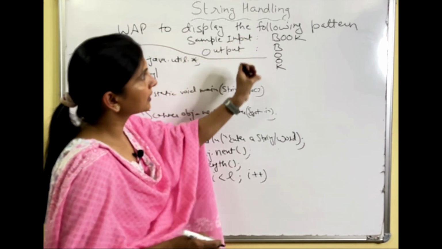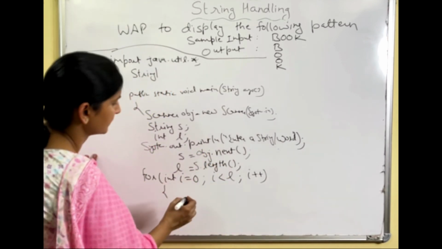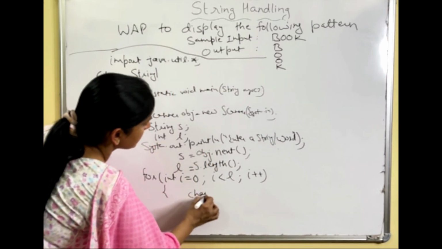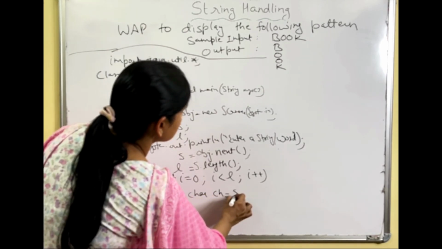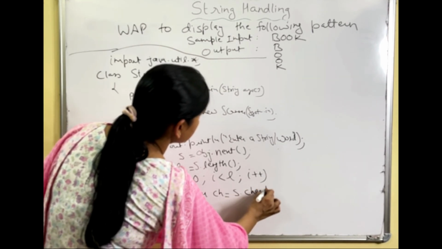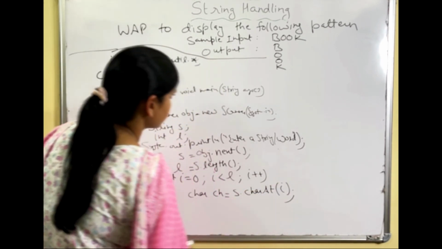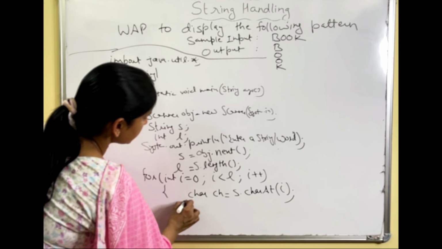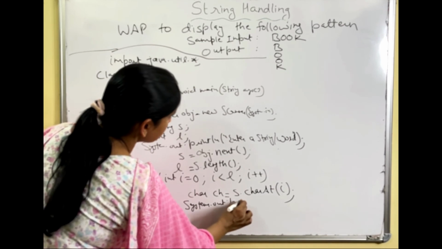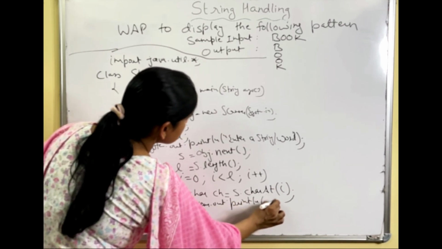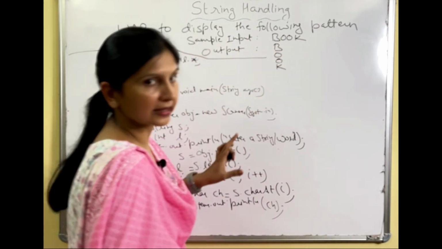Now we need to extract the character, and to extract a character from the string, which function do we use? charAt. So we will write char ch equals s.charAt, and in charAt we will pass i. Fine. And then we will display System.out.println, we will simply display the ch. So how does it work? The loop runs from 0 to l.